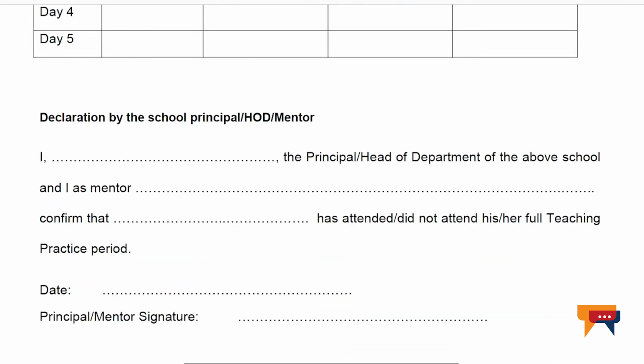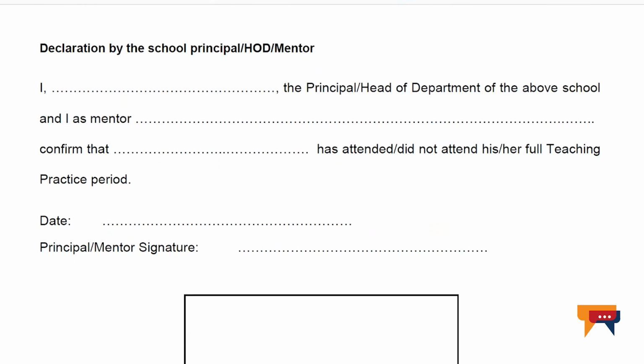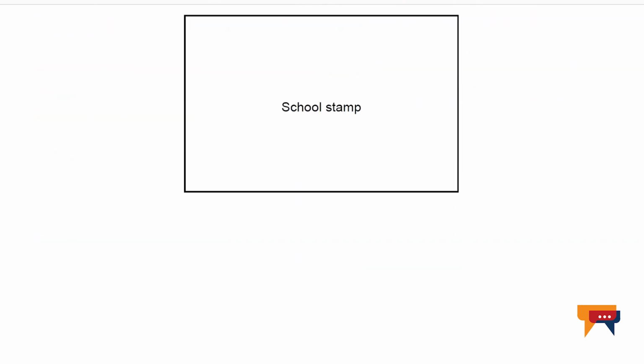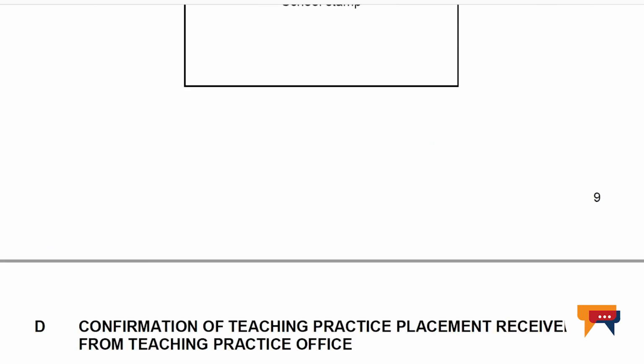Furthermore, this is a declaration by your mentor teacher or the HOD of the foundation phase or the principal of the school. They will write their full name there and say, of the above school, I, as a mentor, confirm that so and so, your name and surname, has attended, did not attend to his full teaching practice period, the date, the signature, the school stamp, which authenticates that you were indeed at that school.